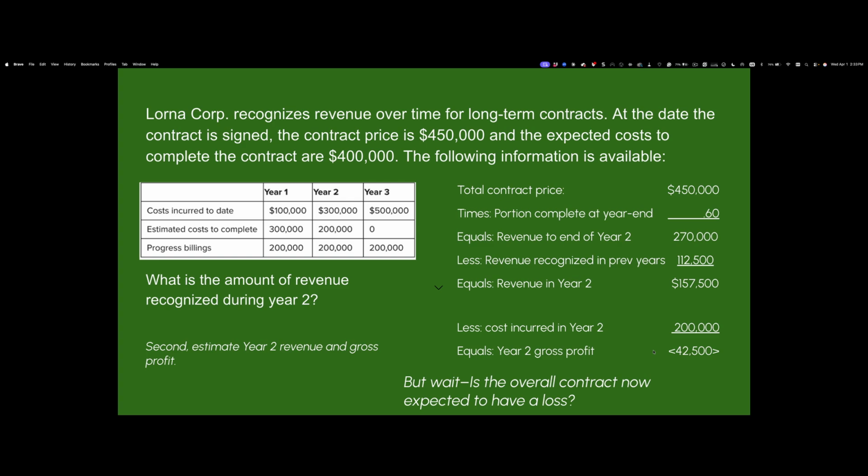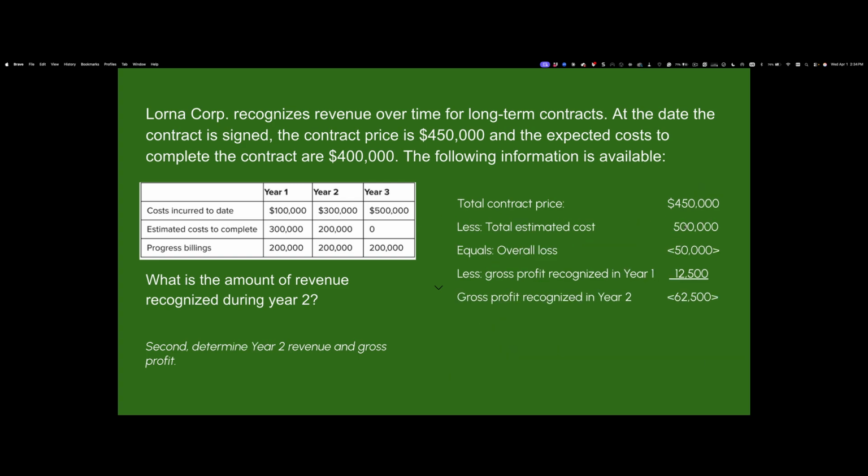But wait. Is the overall contract now expected to have a loss? And the answer then is yes, because our total expected costs are $300,000 that we've already incurred, plus another $200,000 that we expect, $500,000, and the contract price is $450,000. So we're expecting to lose on this contract, and therefore we need to recognize all of that loss by the end of year two, and that includes reversing the year one profit.